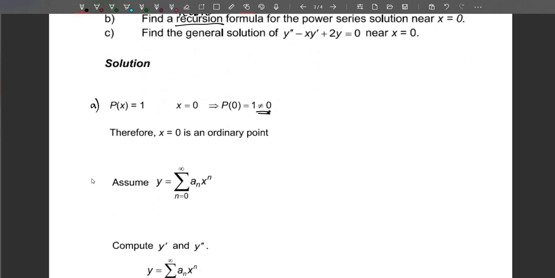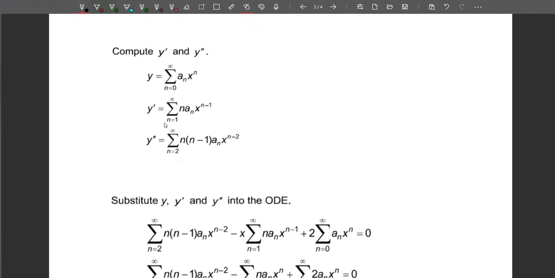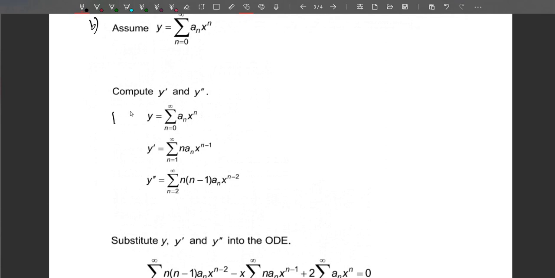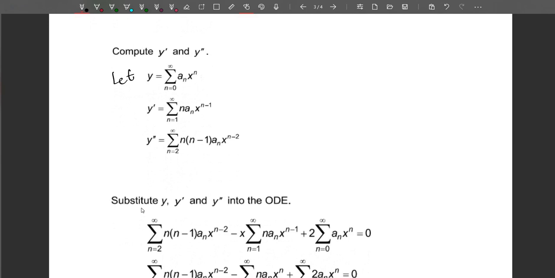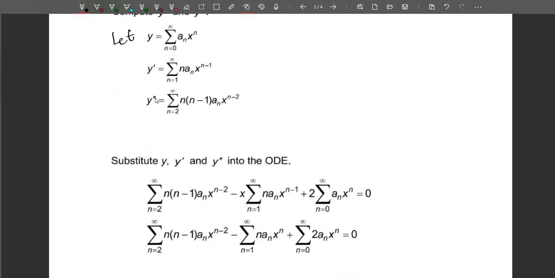Next, since it is an ordinary point, we use the power series. Let y equal to the summation n equal to 0 to infinity of a_n x to the power of n, and write the y prime and also the y double prime. Then substitute y, y prime and y double prime into the ODE: y double prime minus xy prime plus 2y equal to 0. This is the y double prime and this is the y prime.